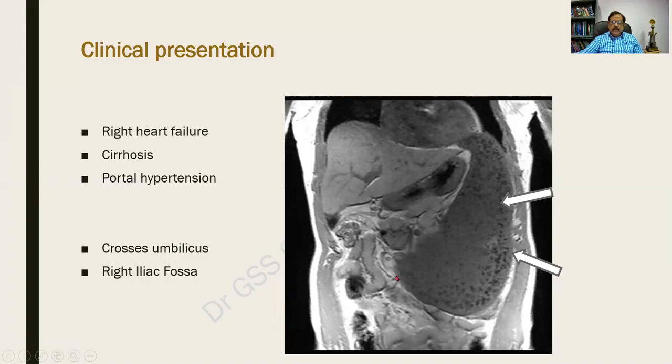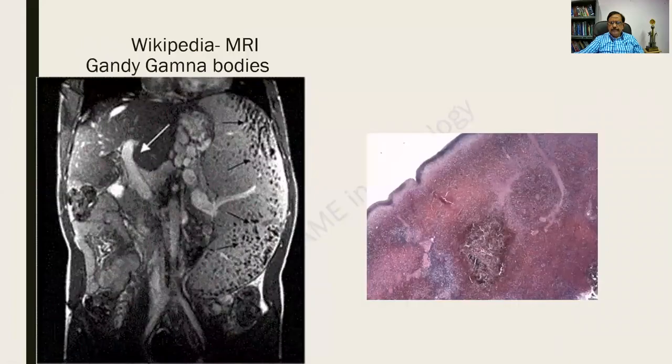Sometimes the spleen can go into the right iliac fossa. And the common causes can be any cause for right heart failure, cirrhosis of the liver, and portal hypertension. You people can read this up in detail. Another MRI picture. In this again, I'm able to see a huge spleen with multiple dark dots marked by the arrows, which are the Gamna-Gandy bodies.